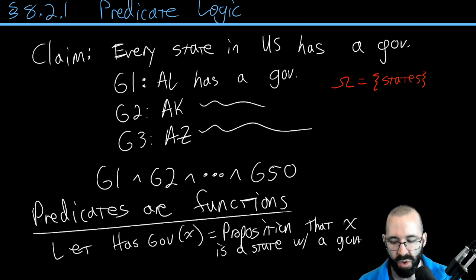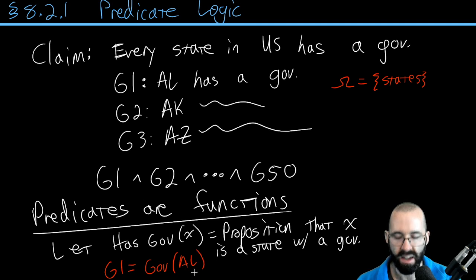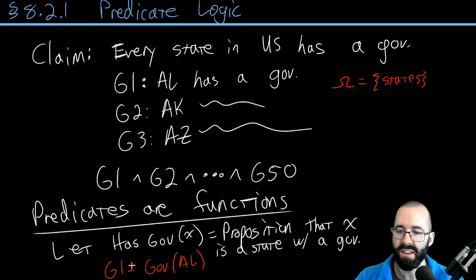So you can very quickly see, right, that G1 is the same thing as saying hasGov of Alaska. These are equivalent, right? If Alaska has a governor, then yeah, Alaska has a governor. Alaska is a state that has a governor, I guess, to be really, really precise about this. So you get into some interesting things like this, and this is predicate logic. You can do some more stuff with it.